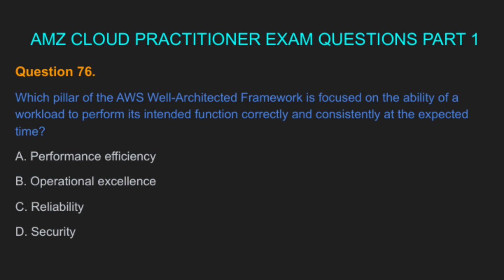Question 75. Which pillar of the AWS Well-Architected Framework is focused on the ability of a workload to perform its intended function correctly and consistently at the expected time? A. Performance efficiency. B. Operational excellence. C. Reliability. D. Security. The answer is D. Network Access Control List, ACL, allows or denies specific inbound or outbound traffic at the subnet level.